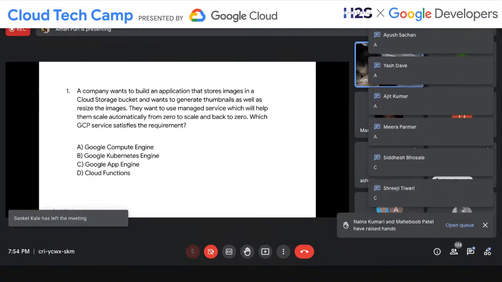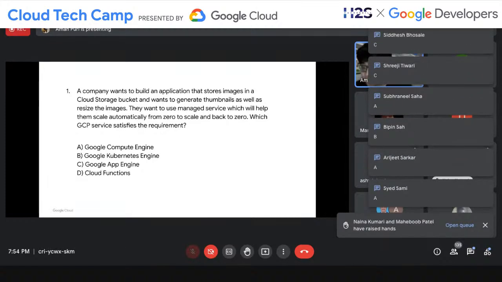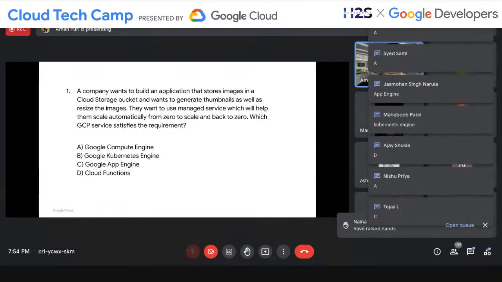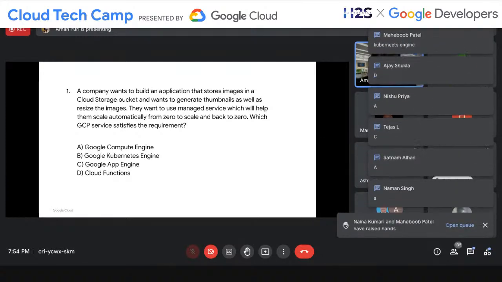So, okay. A lot of people are giving answers here, and some of them have thought very well and seen what the answer is. The correct answer to this question is option C. It is Google App Engine.